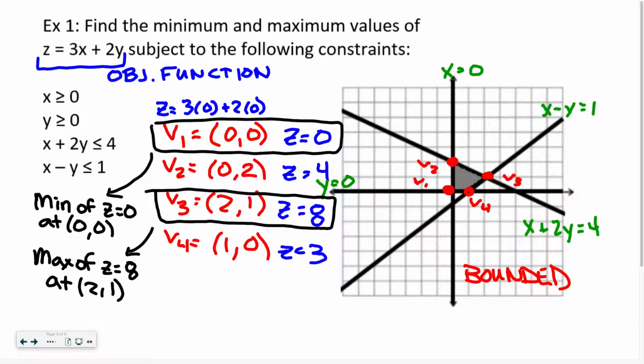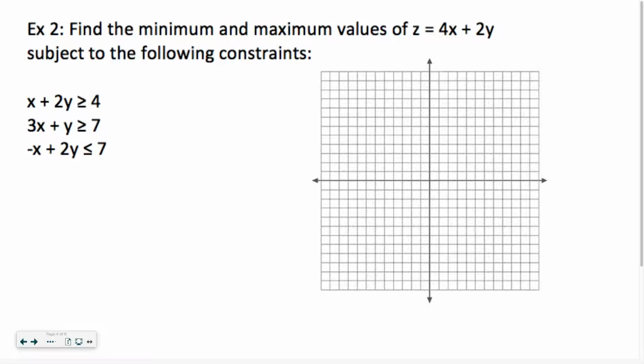Let's look at the next one. Okay, I think I have y greater than or equal to 0 on that one. Okay, let's graph the lines together using the intercept method.